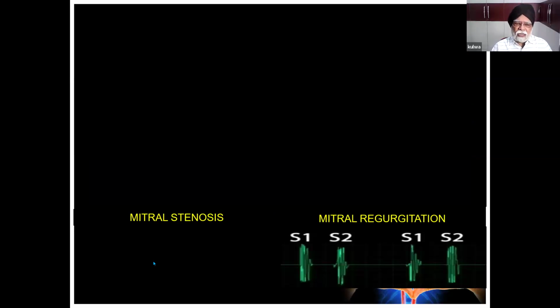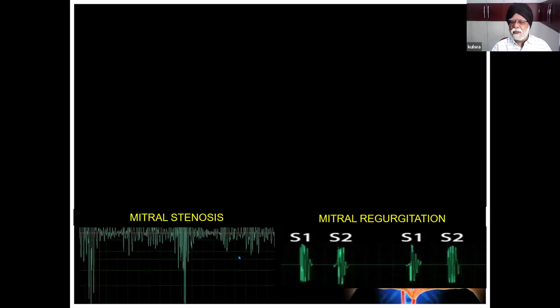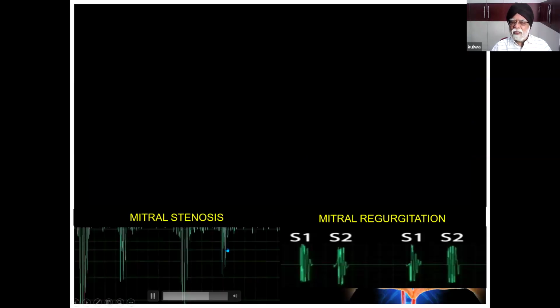And if possible, I'll try to play the heart sound which comes in case of mitral stenosis. The sound is slow. This is the mitral stenosis, and a different sound will come in case of mitral regurgitation. Lupsh dup, lupsh dup, lupsh dup. This is mitral regurgitation. So try to differentiate between these two sounds, understand what is happening in the heart, what is happening to the valve.